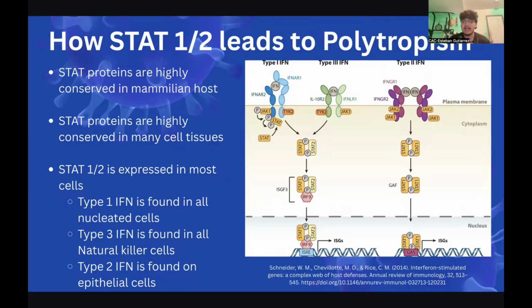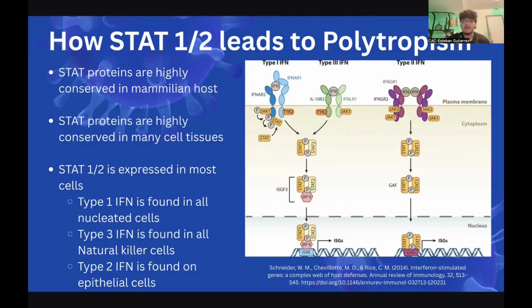The STAT protein family is a highly conserved protein family within mammalian hosts. We see a wide range of mammals, ranging from humans to mice, having some form of JAK-STAT pathway. Not only is the STAT protein highly conserved in mammalian hosts, but it's also conserved in a wide range of tissue cells.